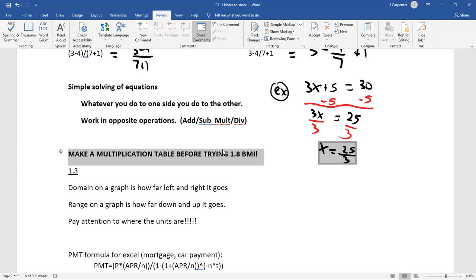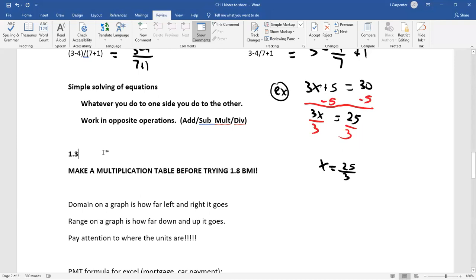Make a multiplication table before trying 1.8 BMI. So again, your third Excel homework is going to be on BMI, and that should actually be part of 1.3. I have that in the wrong spot. 1.3 starts here, which that title is Numerical and Graphical Representations. Charts, tables.